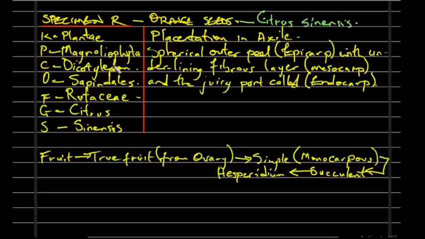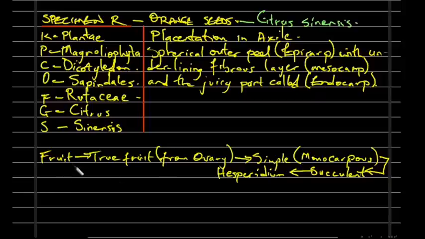Then the class is the Dicotyledon. The order, we have it to be the Sapindales. The family is the Rutaceae, and then the genus is Citrus, where the species is sinensis. So this particular plant carries out axile placentation. It is axile in placentation, and then has a spherical outer peel called the epicarp, with an underlying fibrous layer called the mesocarp, as well as the juicy part of it called the endocarp.